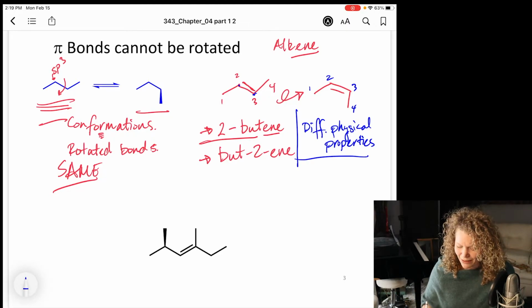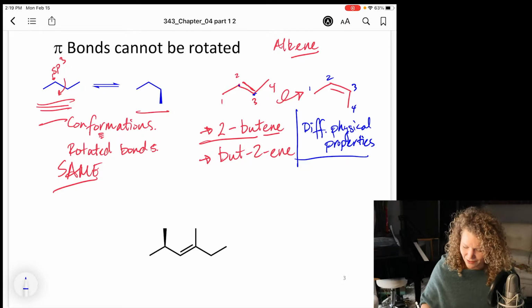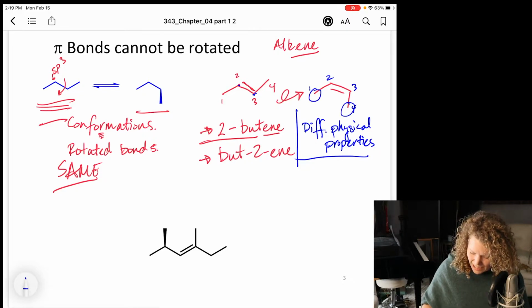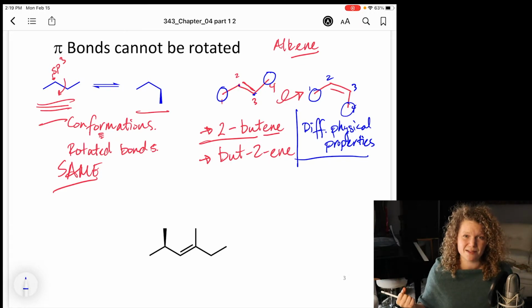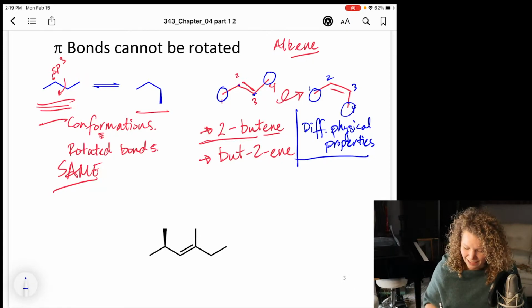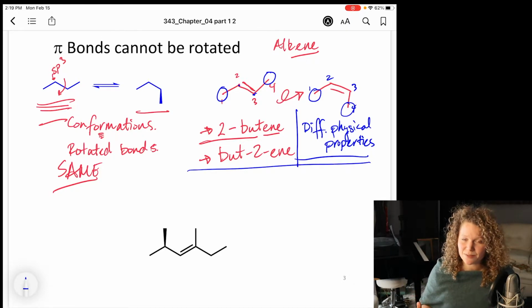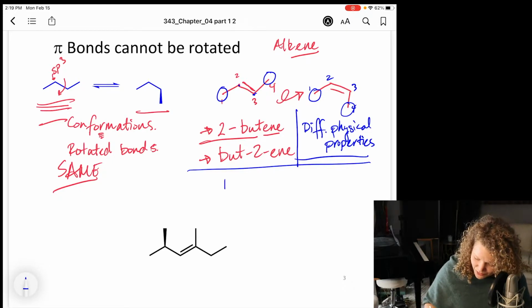So notice that the methyls on the right are nearby each other, and the methyls on the left compound here are further apart or opposite of each other on this alkene. Because we can't rotate them, but they're connected the same, these 2 are isomers of each other, but in particular, we're going to use a term called diastereomers.